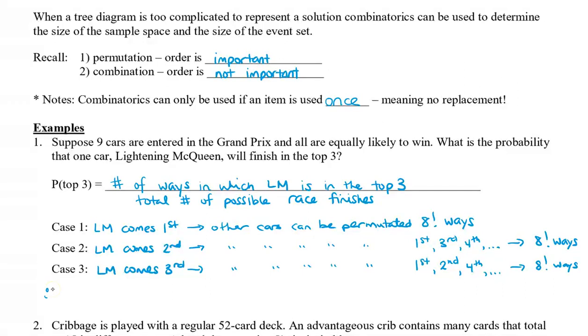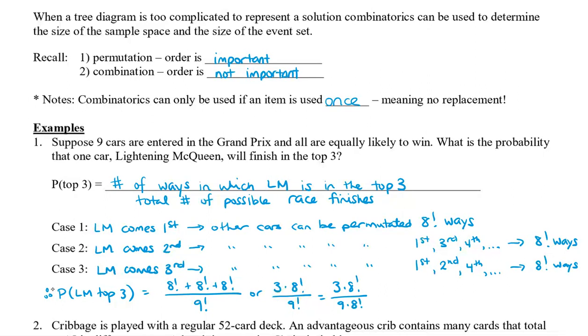Therefore, the probability that Lightning McQueen is in the top 3 is equal to 8 factorial plus 8 factorial plus 8 factorial, different ways that he can come in the top 3, and the total number of possible race finishes is 9 factorial because there are 9 different positions. We can also think of this as 3 times 8 factorial divided by 9 factorial, and this reduces to 3 times 8 factorial over 9 times 8 factorial. The 8 factorials cross off, and 3 over 9 reduces to 1/3.